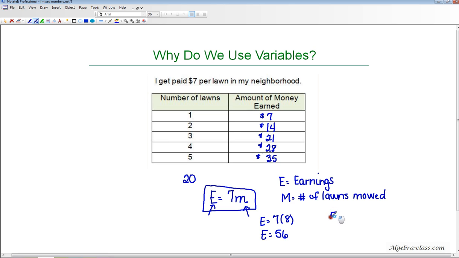But next week, I have more time on my hands and I'm going to mow 20 lawns. So that means 7 times 20 is 140. I'll make $140. So as you can see, when we use variables, it leaves it open for us to substitute any number so that we can then solve the equation under different circumstances. And that's why we use variables in algebra.